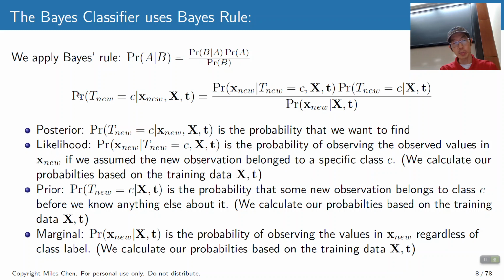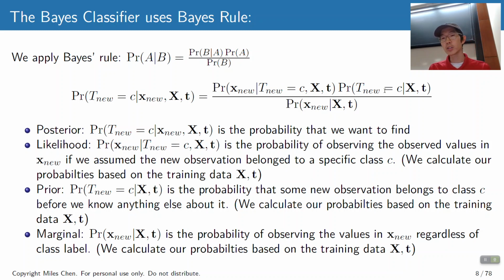Okay, we label these things in Bayes' rule. We call this part the posterior. This is the probability that we want to find. We want to find what's the probability our new observation belongs to class C. This part right here, this is our likelihood. It's the probability of getting these values x new if we assumed it was in a particular class, right? What is the probability of getting a petal length of 5.1 if it was Setosa? What's the probability of getting petal length 5.1 if it was Virginica? What is the probability of getting petal length 5.1 if it was versicolor? So that's what this part is, okay?